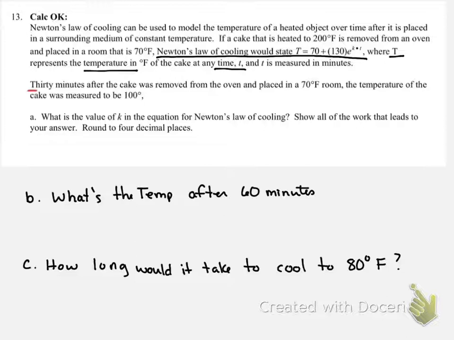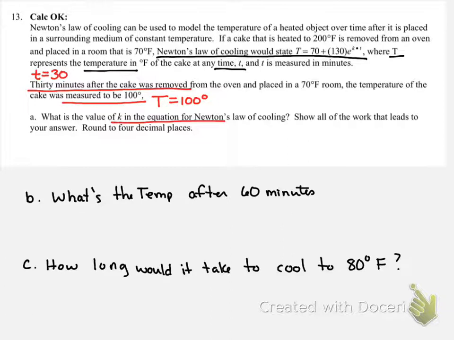They tell us 30 minutes after the cake was removed. Well, this is a time, so they've just given us t equals 30. The temperature of the cake was measured to be 100, so that means our big T is equal to 100 degrees. What is the value of k in the equation?